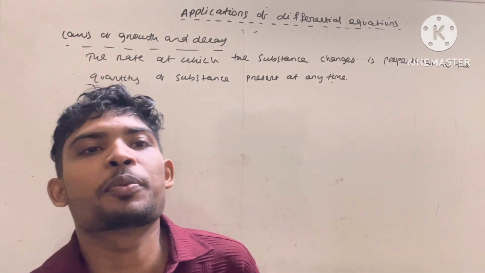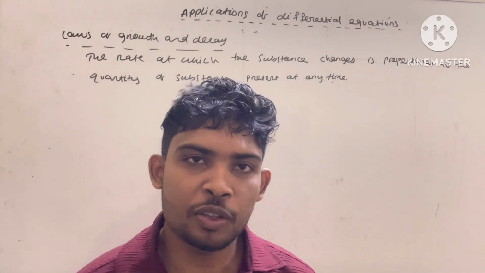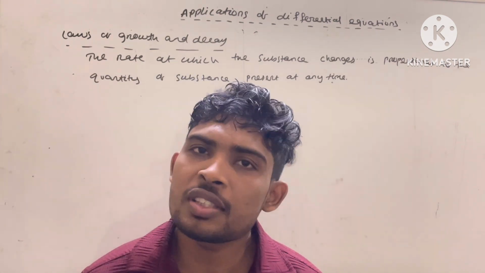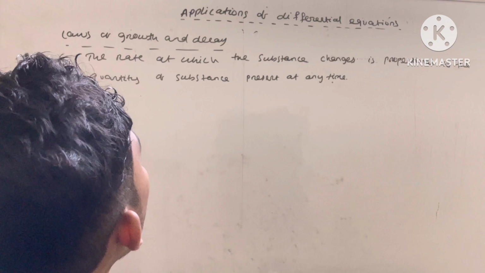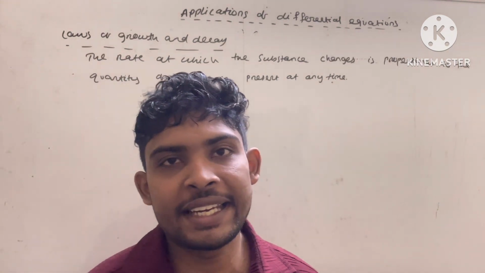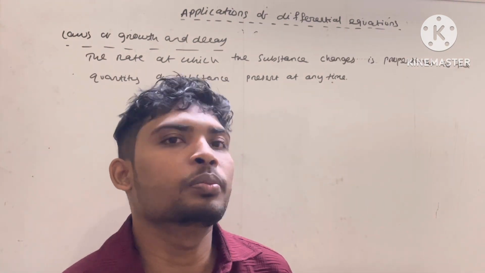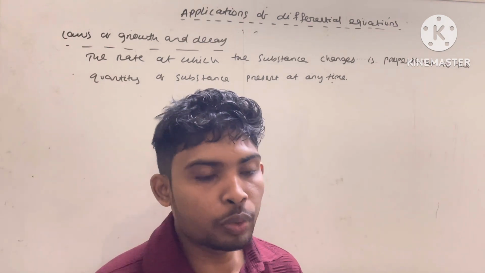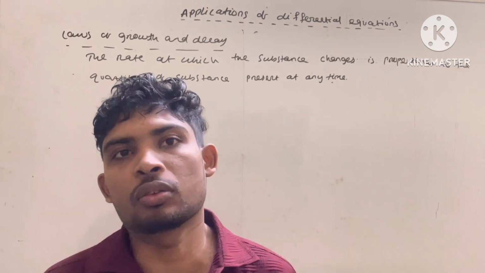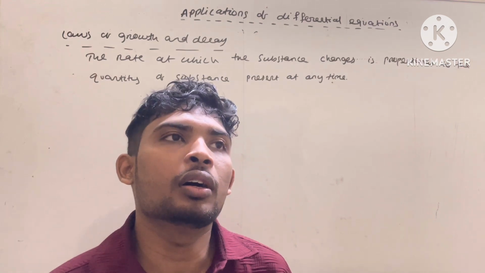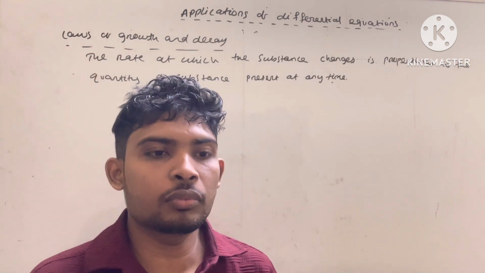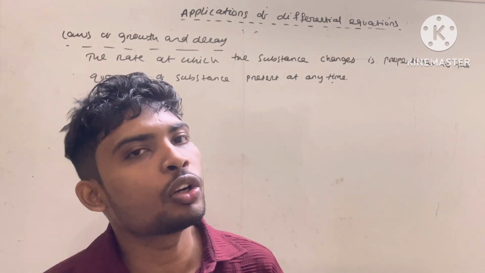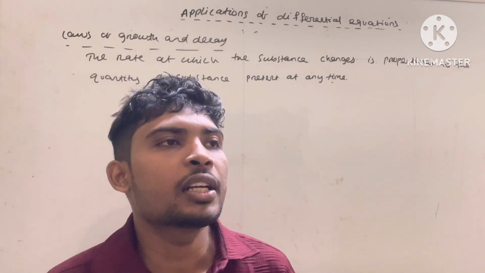In the last class, we discussed the applications of differential equations for orthogonal trajectories. In this class, we will continue this series. We will discuss the laws of growth and decay. So basically, when you have to solve problems of growth of populations, or deal with radioactivity disintegration, you have to use the growth and decay model.